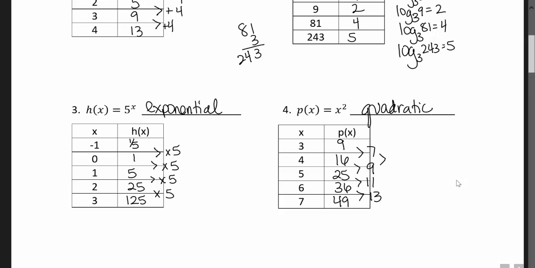So then I have to look at the second difference, which is 2. Because this does have a second difference, I also know from the table that it is quadratic. So even if I didn't know from the equation, I do know from the table.